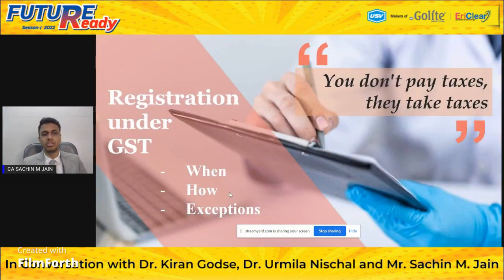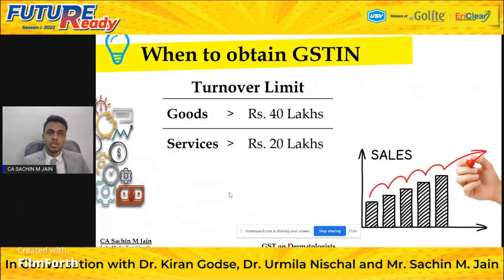So let's understand about registration under GST, when to obtain registration, how, and what are the exceptions to it. In GST, there is a particular limit: when the sales turnover crosses 40 lakh rupees when a person deals in sale of goods, and when it crosses 20 lakh rupees when a person is engaged in provision of services, then a GST number needs to be obtained.